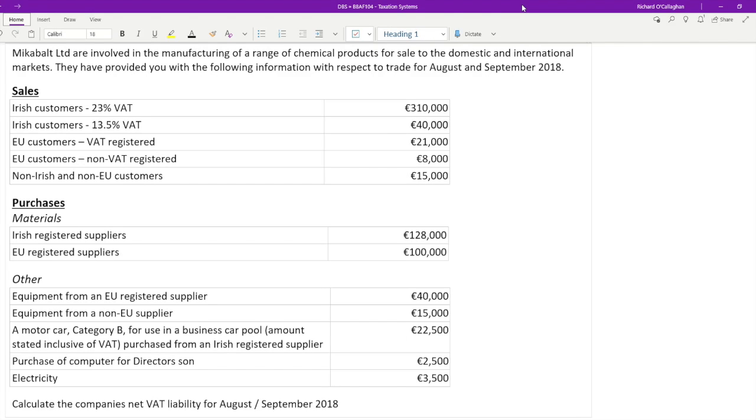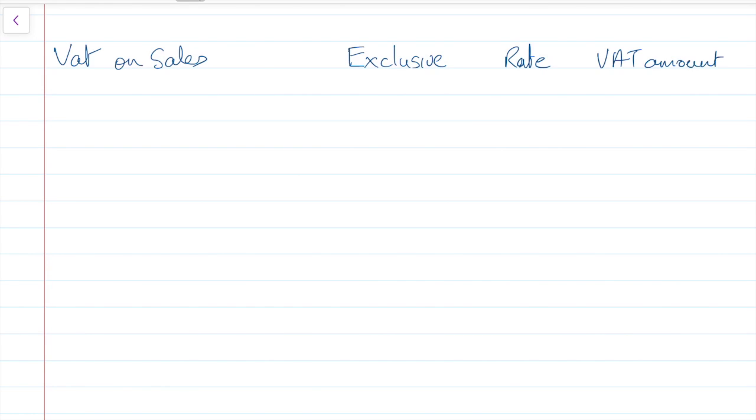This is an example where we have European and Irish taxes involved. So the starting point is we need to work out the VAT on sales. And so the first VAT is going to be shown from Ireland, 23% VAT from Ireland.